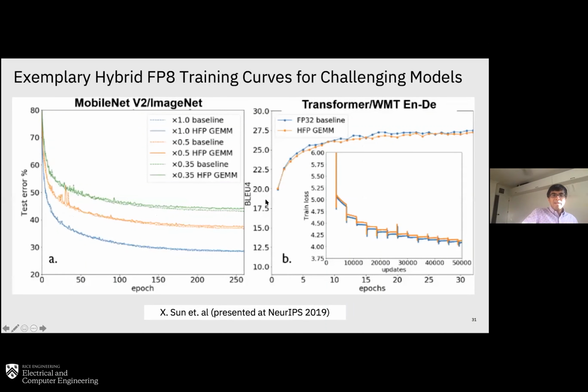This is just showing a couple of additional charts that focus on essentially a couple of these challenging models I talked about at the beginning, and we can see that even for mobile nets, there's no loss in accuracy anymore, and transformer models converge really well as well with this hybrid FP8 format.